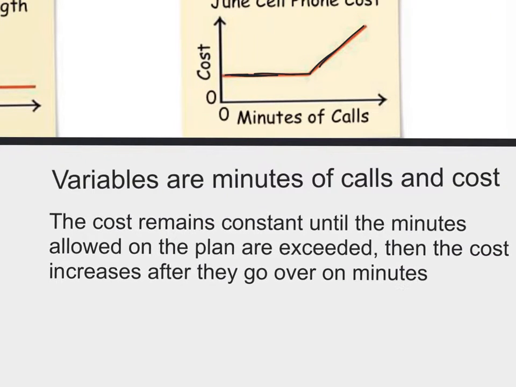And the cost remains constant until the minutes allowed on the plan are exceeded. Then the cost increases after they go over on minutes. Okay, and this you could maybe talk to your parents or grandparents. It's a history lesson for you maybe at this point, but these plans you had combined plans, kind of friends and family plans or something, where you were on with other people, and so you had to guess how many minutes that you were going to need to use for a month.